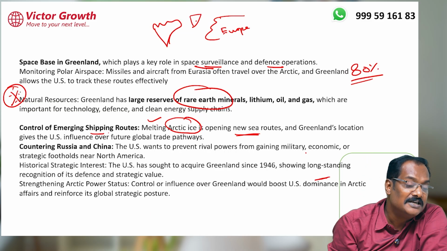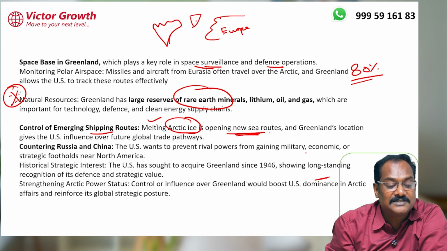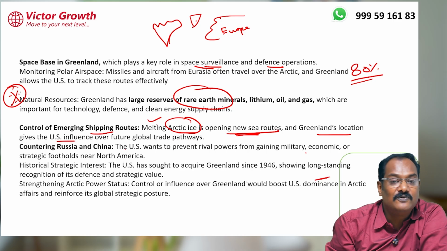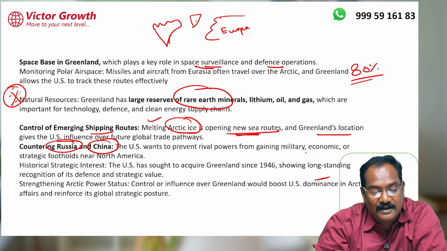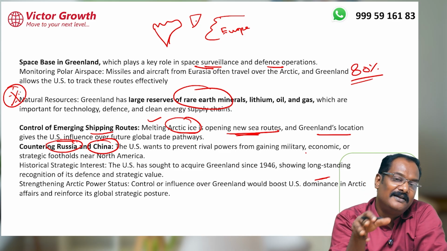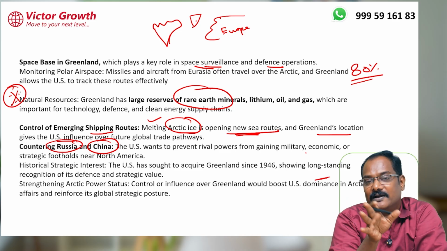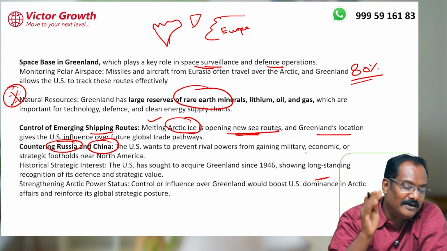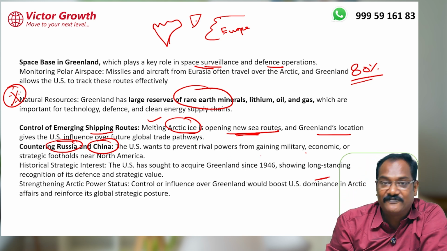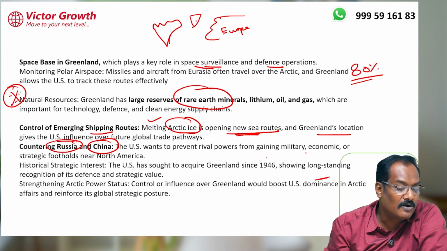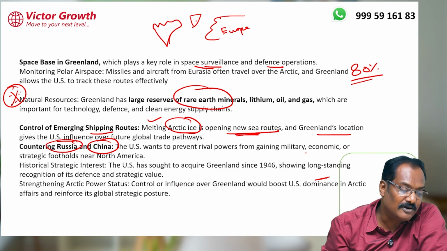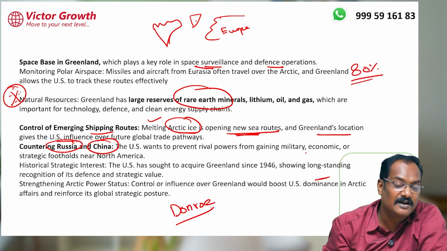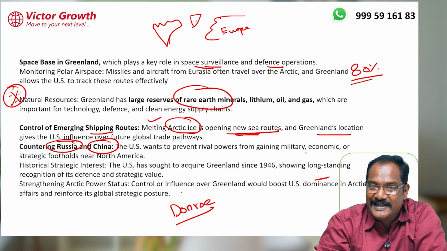Look at control of the emerging shipping route. The melting Arctic Sea is opening as a new sea route. Greenland's location gives the US influence over future global trade pathways, controlling China and Russia, as I told you. Otherwise, if they don't go into Greenland, it is possible that China and Russia will somehow get into Greenland through a pact with Denmark. And this is not the first time the US is wanting Greenland. They have been asking for a long time. And I told you about this Donroe doctrine. That is also one of the reasons. Under the Donroe, that is the Donald Trump doctrine, they want to influence the entire Western Hemisphere. Greenland is also part of the Western Hemisphere.